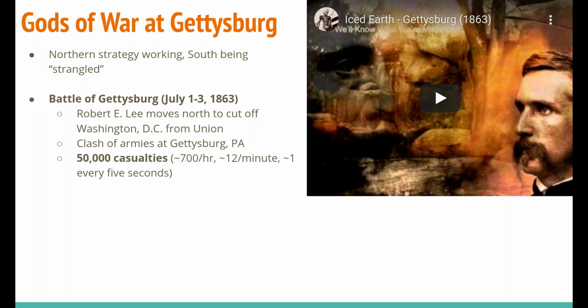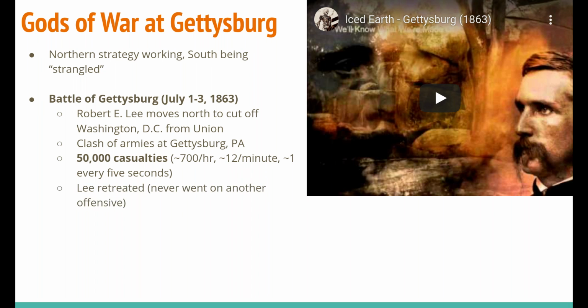Long story short, there's about 50,000 casualties over the course of 3 days. So I did the math on that. That means there's about 700 people dying every hour, 12 people per minute, about one person every 5 seconds. So it'd be dead, 2, 3, 4, 5, dead, 2, 3, 4, 5. Absolutely horrific, right? Bodies littering the ground.